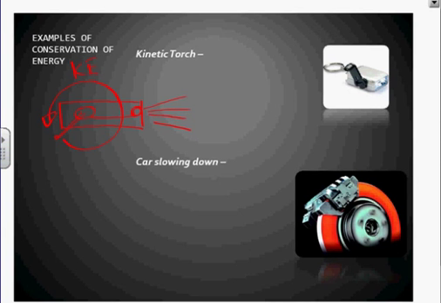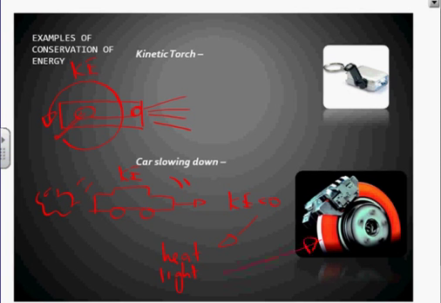A car slowing down. As the car is traveling along, it will have kinetic energy, just like in that torch at the start. For the car to slow down to rest, okay, so we're actually going to stop it, the kinetic energy must be 0. So where does it all go? Well, it must all go to heat and light in the brakes.